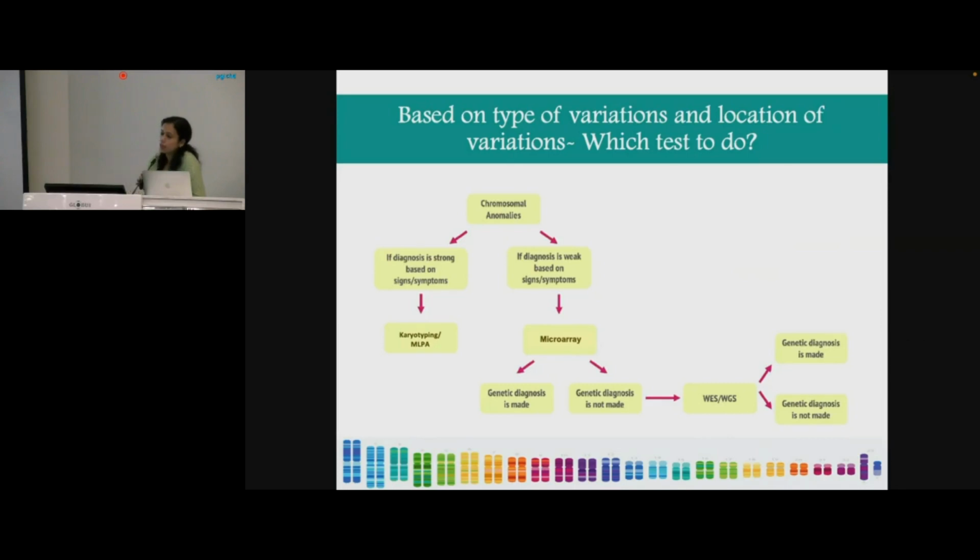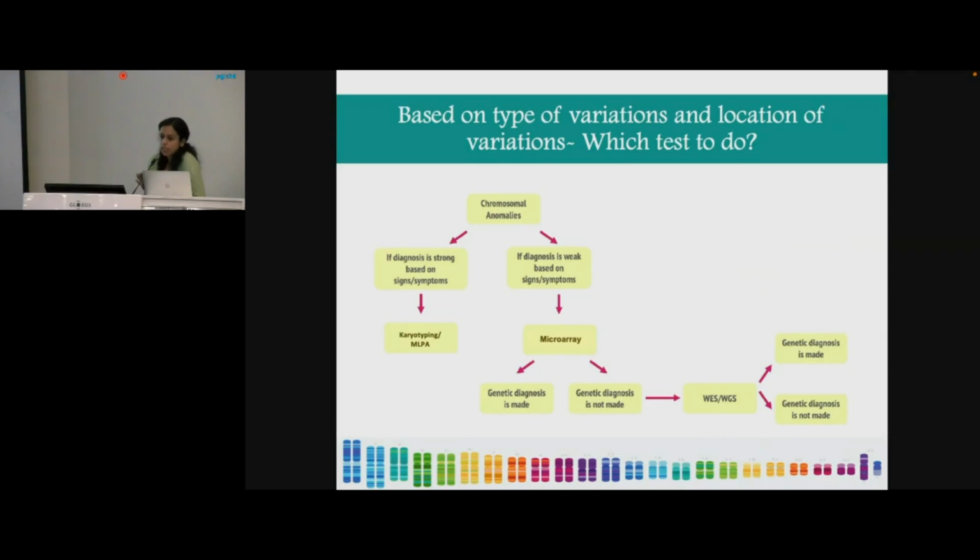If you are suspecting a chromosomal disorder, and you are very strong about the diagnosis, like in the case of Down syndrome, where by looking at the patient you can tell whether this is a Down syndrome phenotype, then you can directly go ahead with karyotyping. Or if you are suspecting Williams syndrome or velocardiofacial syndrome, then MLPA is available. You can go for MLPA testing.